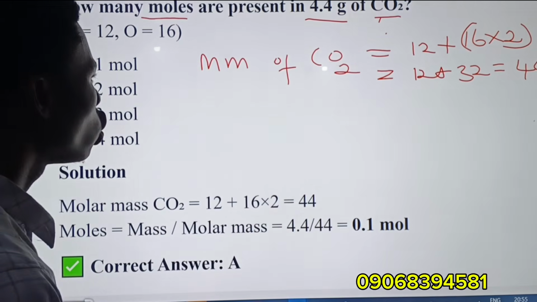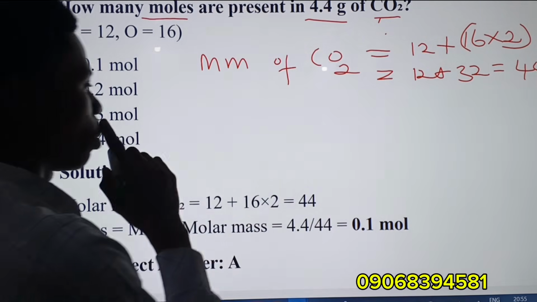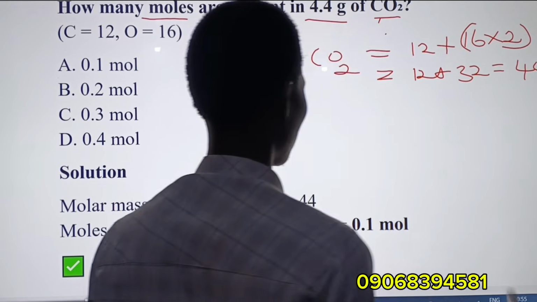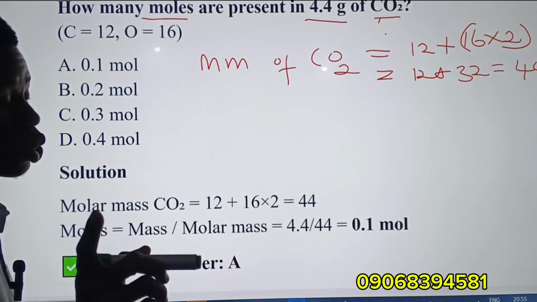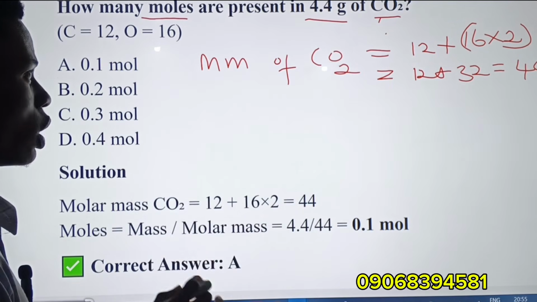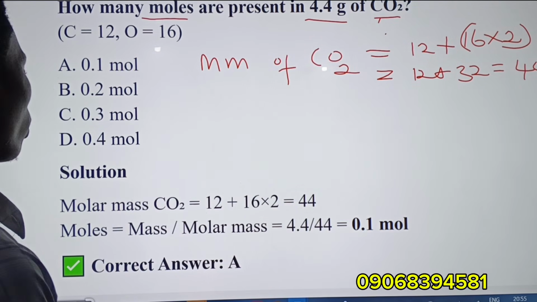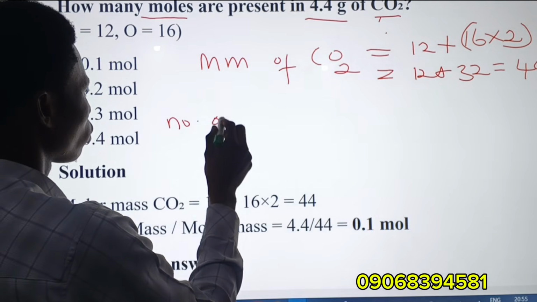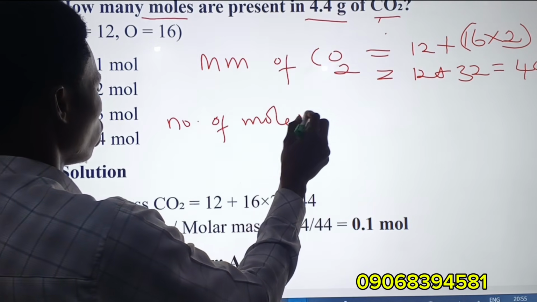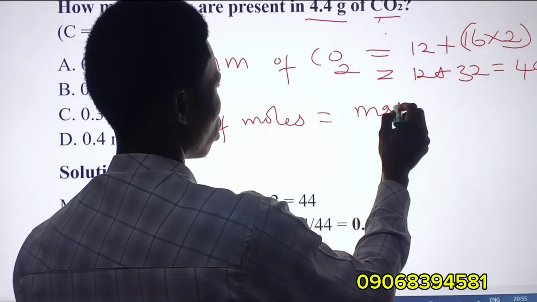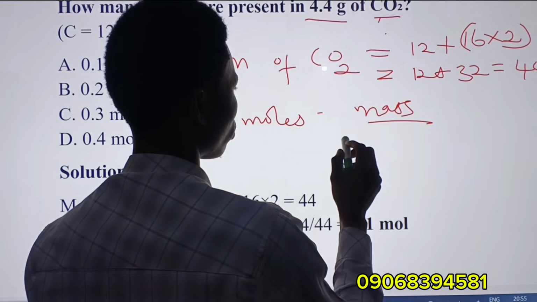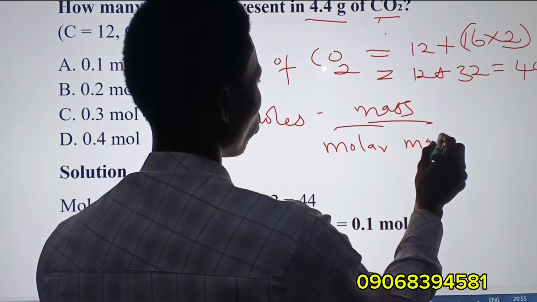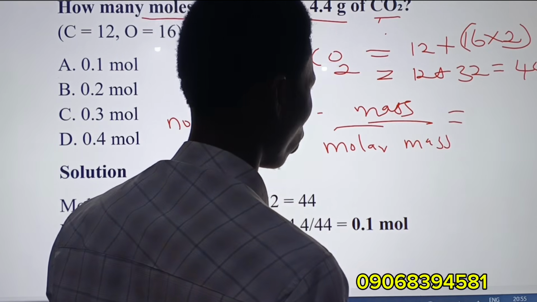44 grams per mole. Now, you've gotten the molar mass, which we say is in grams per mole. There's one shortcut I would have given you there, but let me solve it to the end first before I open your eyes. Now, you are asked to find the number of moles. The formula for calculating number of moles is equal to mass over molar mass.